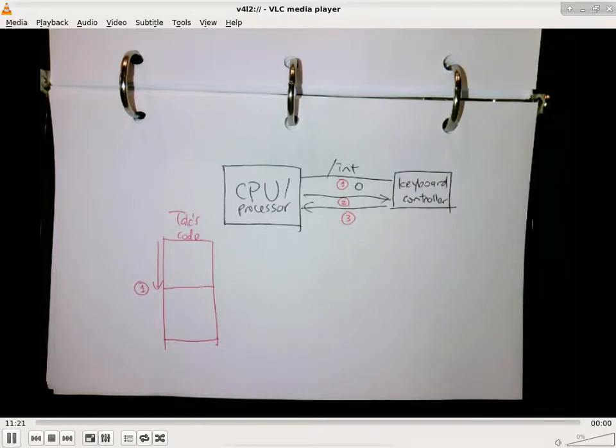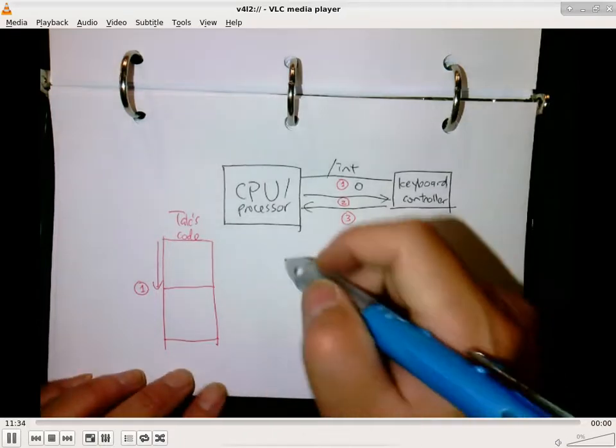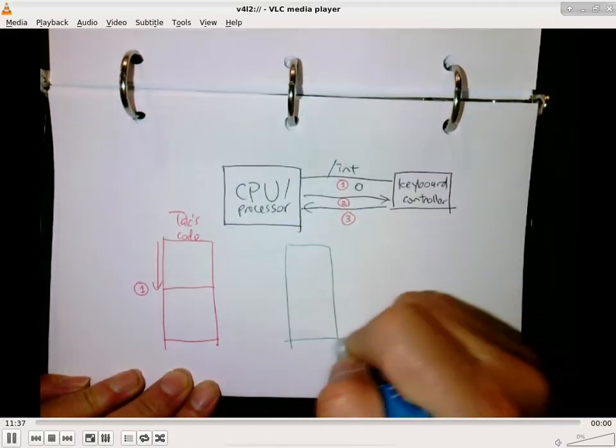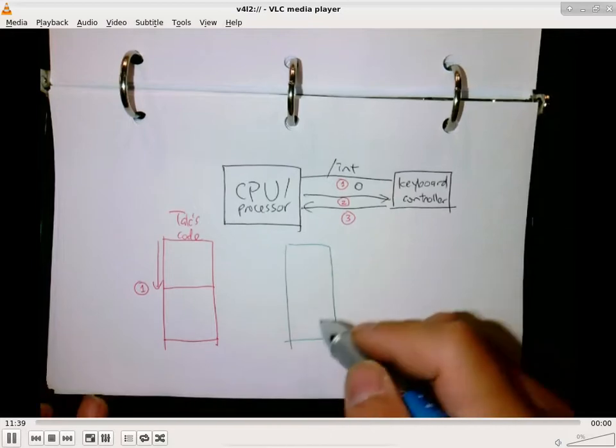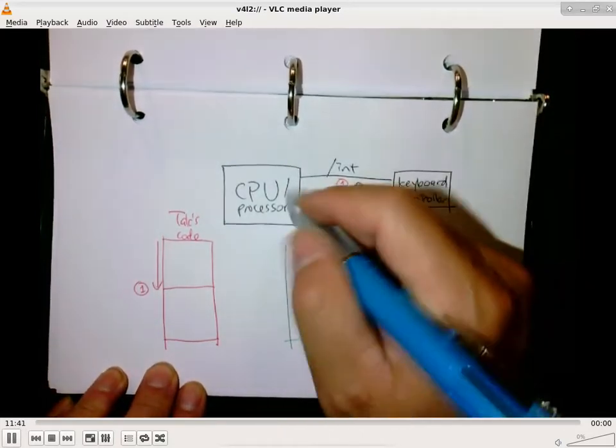Then the processor says, okay, I know this is coming from the keyboard controller. There is a particular subroutine sitting somewhere in the memory that I need to execute. I'm going to use green to represent that code. So green here belongs to the same memory space, but it's a different program, different subroutine.